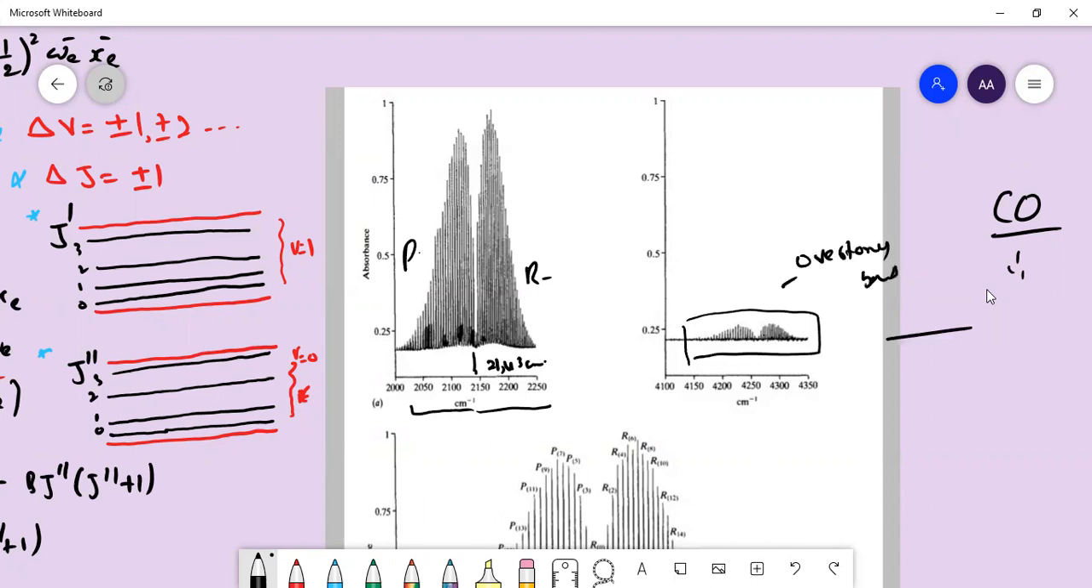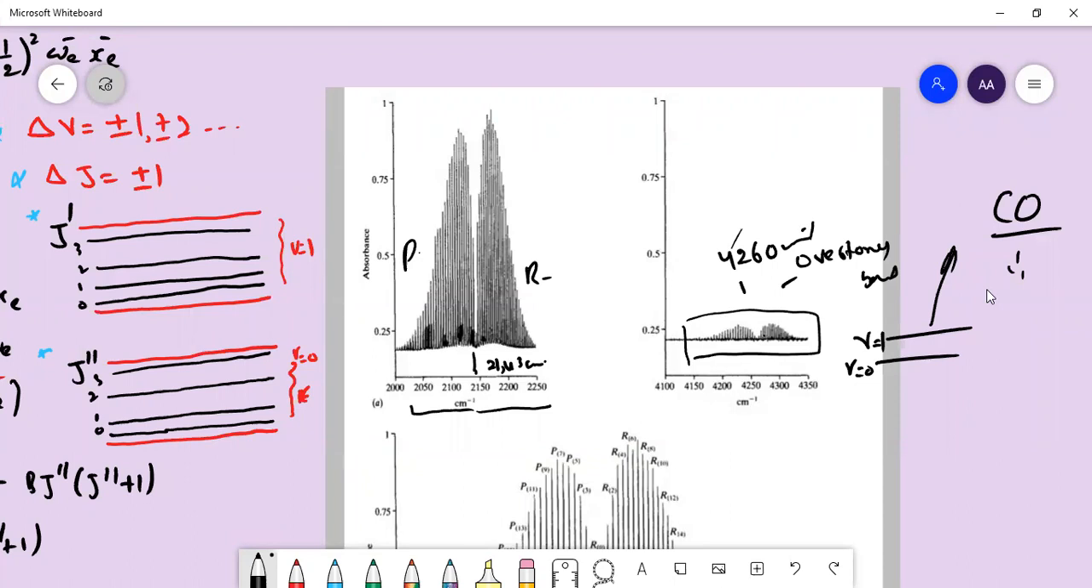Overtone bands means that instead of V equal to 0, the transitions are starting from V equal to 1 to higher energy levels. And these are the overtone bands, and they start arising somewhere around 4260 centimeter inverse. So that's the importance of anharmonicity here, that at higher values, some overtone bands can also be obtained.